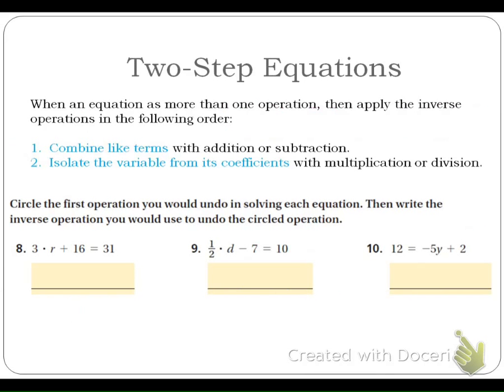So when you have an equation that has more than one operation, then you have to apply the inverse operations in the following order. First, you must combine any like terms with addition and subtraction, and then you can isolate the variable from its coefficient with multiplication or division. So let's check to make sure you understand that. Circle the first operation you would undo to solve each one of these equations. Then write the inverse operation you would use to undo the circled operation.